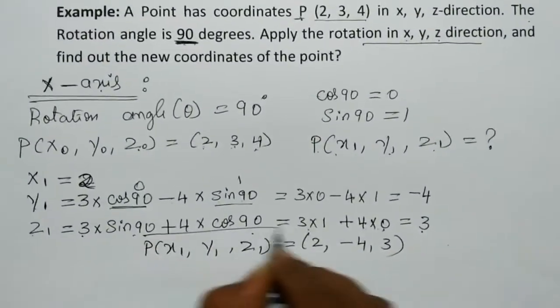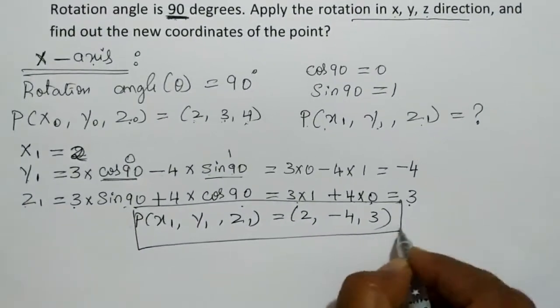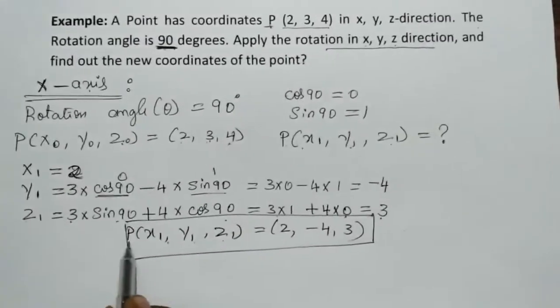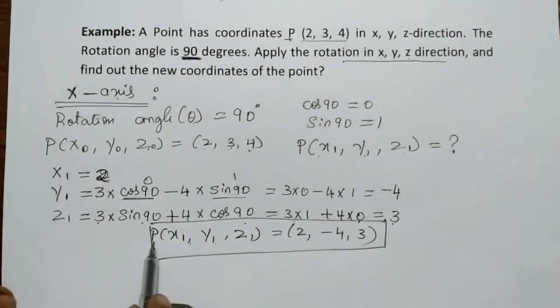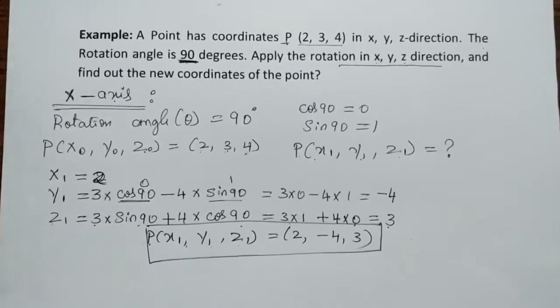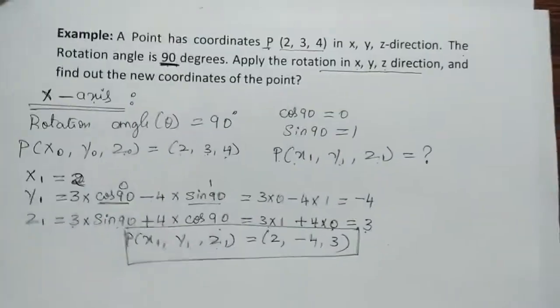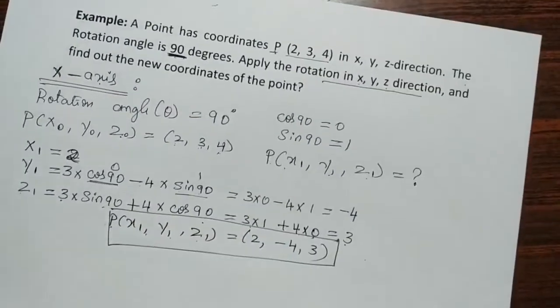What are these x1, y1, z1? These are the new coordinates of point P after rotation along the x-axis. Next we will discuss how to perform a rotation of an object along the y-axis.